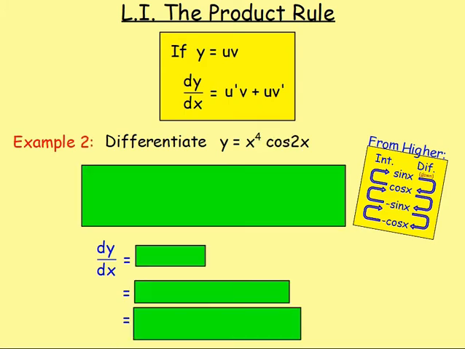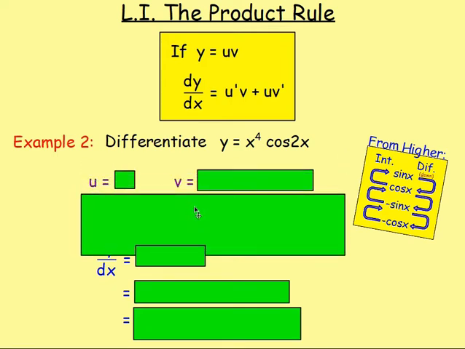Let's try another one. Example 2, differentiate y equals x to the power of 4 cos 2x. Again, what's the first thing that you need to do, Danielle? Yeah, perfect. You need to think, right, well, do I have two functions being multiplied together? Yes, you do. They're both in terms of x, so you have to use the product rule. So, the product rule, remember, you're going to write down u and v. So u, Danielle, what do you want u to be? Okay, so we've got x to the power of 4. And v, what do you want v to be? Cos 2x. Good. And after you've worked out u and v, you have to differentiate them.